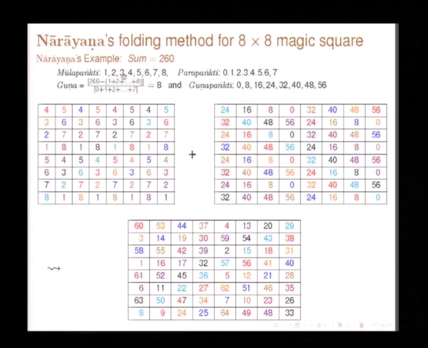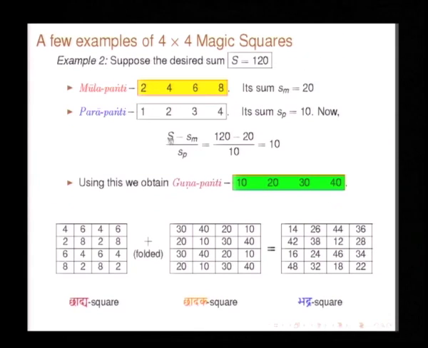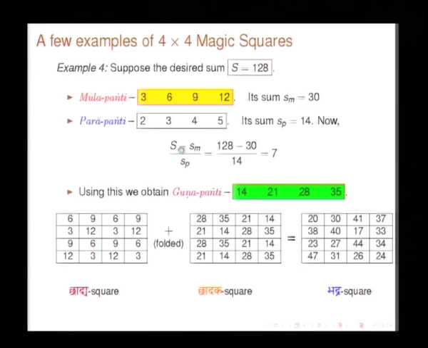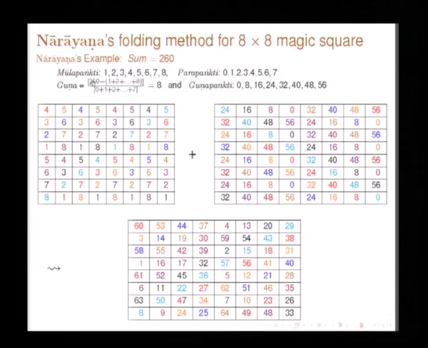All that you need to do, if you recall, is that the Moola Pankti sum has to be subtracted from the sum of the magic square, and then you divide by the Para Pankti sum. This is all it is. That prescription is the same. So, 260 is the desired magic sum, the sum of this has to be subtracted from that, and we divide by the sum of the Para Pankti, and what you get is 8 here. So, this is guna.